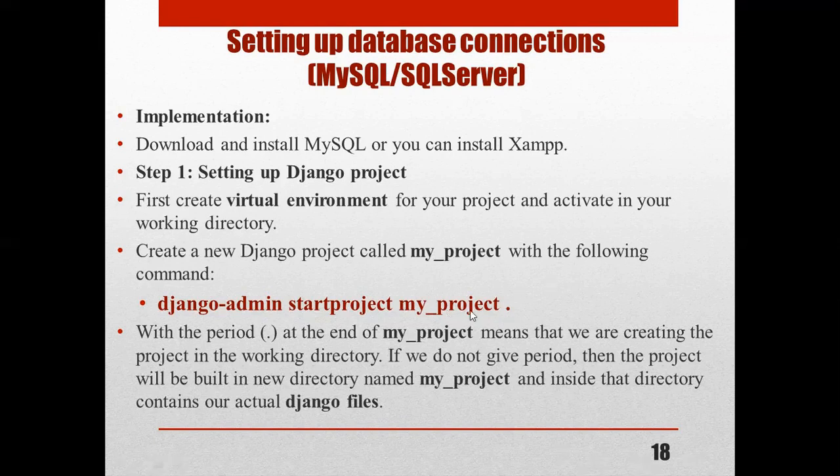If we are not going to mention that dot, or that period here, then it will be built in a new directory named my project, and inside that directory are some actual Django files. So for creating a Django project, we have to use this command: django-admin startproject, then the project name, and the dot at the end of that project name.